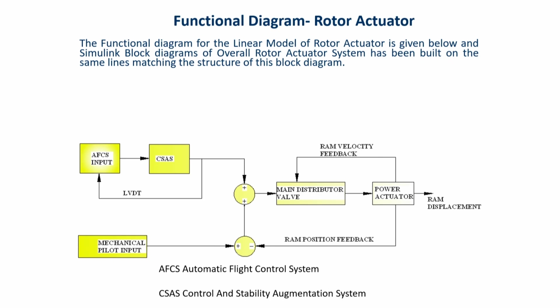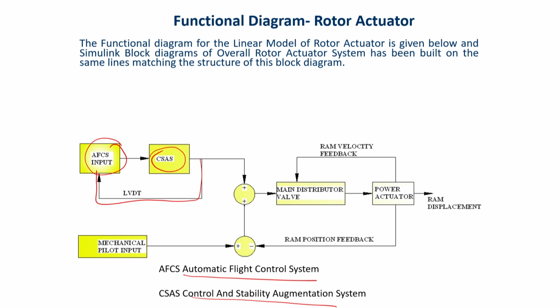And the overall broad functional diagram, suppose it is an intelligent system where it can take care of itself on its own, then you will see that it has an automatic flight control system that gives the input to a control and stability augmentation system, CSAS, and then there is an LVDT. So, this is a loop that can work on its own.